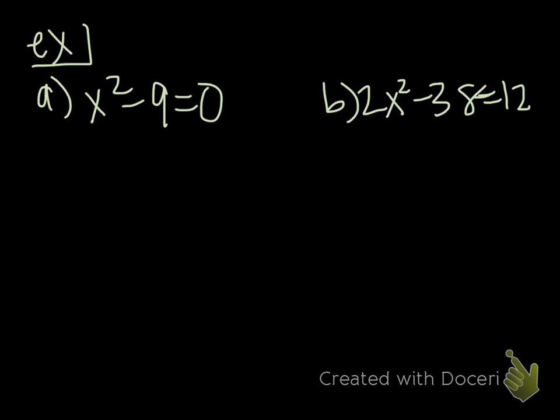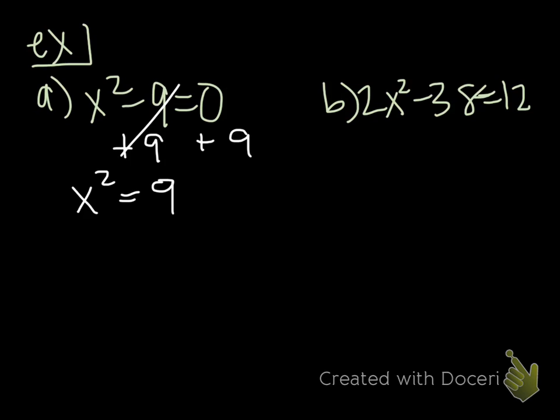So notice for letter A, I have an a term and I have a c term and I'm missing my b. So we are not going to use factoring. Instead, I'm going to introduce this new method. It probably will look familiar from geometry when you did Pythagorean theorem. So to get x squared by itself as much as possible, my first move will be to add the 9 over. And now I have x squared equals 9.